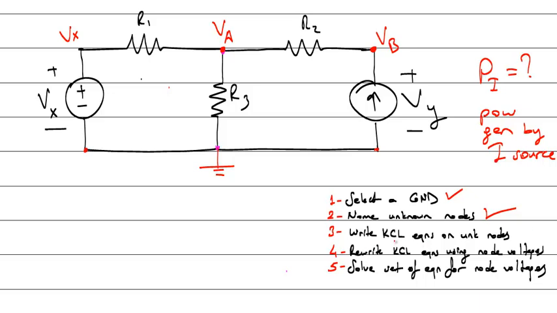Step 3. Write KCL equations on unknown nodes. There are 2 unknown nodes. I will write 2 equations. Let's write.